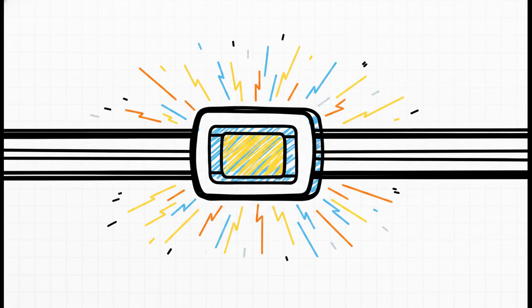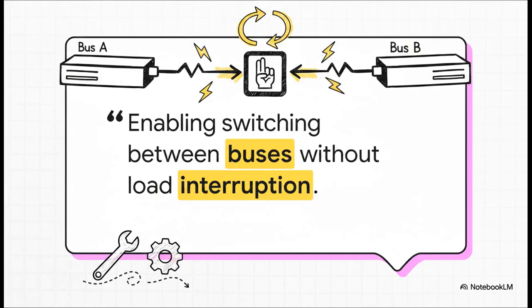But to make this dual system truly work without ever dropping the power supply, you absolutely need a critical piece of equipment. Without it, honestly, having two buses is practically useless for live operations. Enter the bus coupler. It's essentially the ultimate traffic cop of the system. As AB Group notes, it's a dedicated switching device that connects the two buses, enabling controlled transfer between them without any load interruption whatsoever. It gives operators the incredible freedom to manage outages seamlessly.